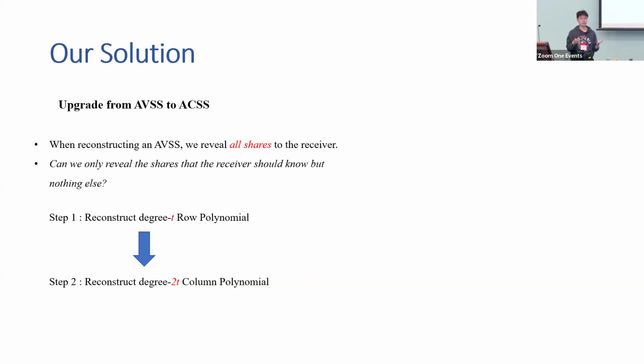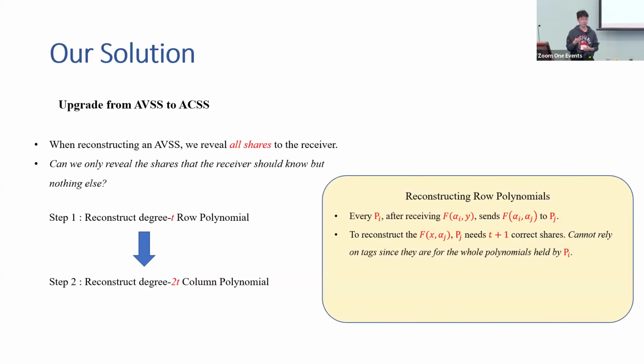The answer is yes, and we divide it into two steps. In the first step, we will let all parties reconstruct the degree T row polynomial, and in the next step, we will let all parties reconstruct the degree 2T column polynomial. Let's have a try. We will let each party PI who has accepted his column polynomial send the corresponding shares to each receiver PJ. And recall that at this moment, not all honest parties have got their column polynomial.